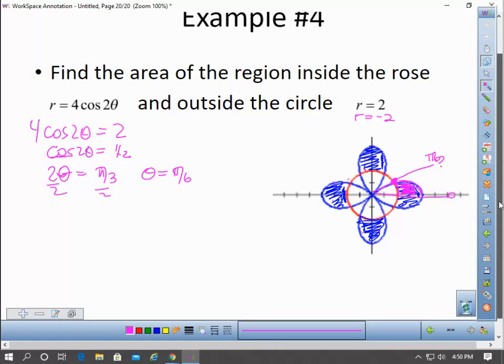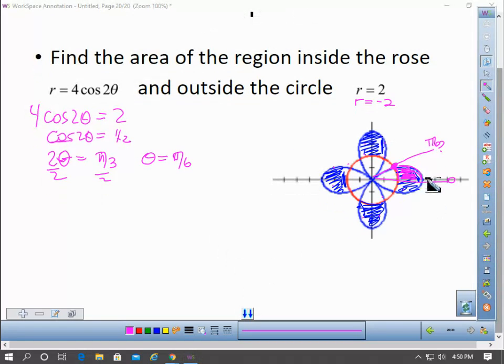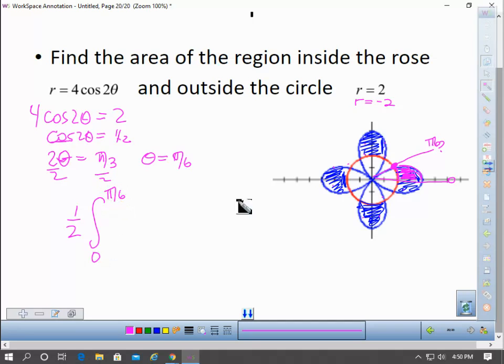So what are we going to do? We are going to find the area of just this blue part, which is now pink that I colored in. We're going to go from 0 to pi over 6. So we're going to do 1/2 the integral from 0 to pi over 6. Now, what do we find the area of? We've got this area here, but it's white underneath.